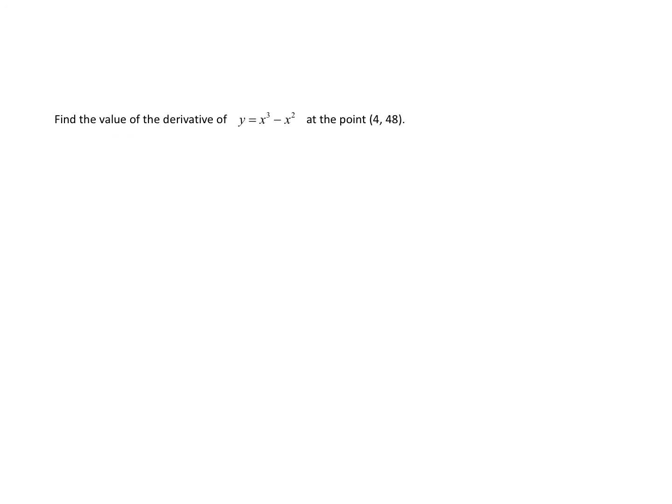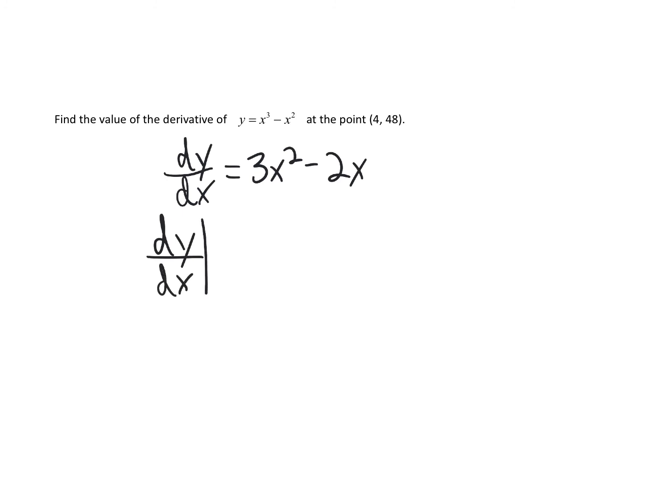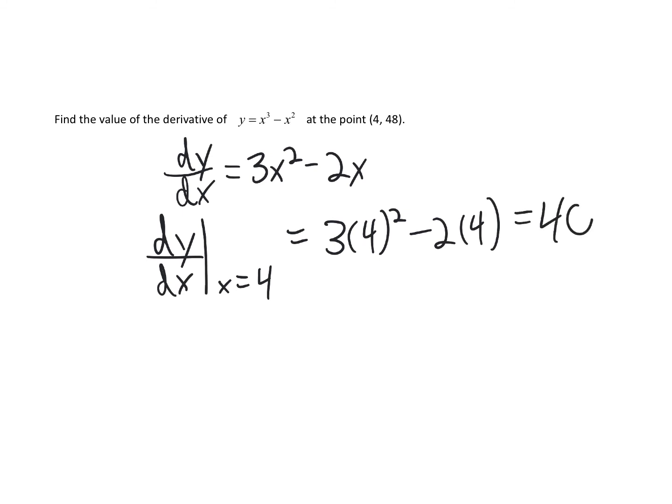Now let's do a couple where we're evaluating derivatives at points or at values. So this one here, we take the derivative, 3x squared minus 2x, and then we're going to plug in the point. Now, in this case, we only need to plug in the 4. So we get 3 times 4 squared minus 2 times 4, which ends up being equal to 40.